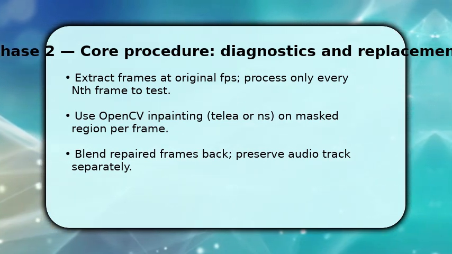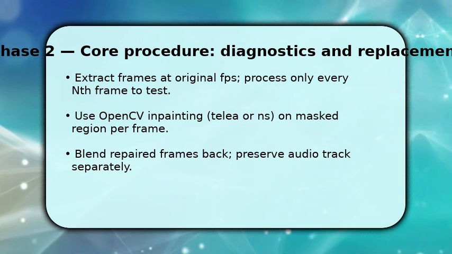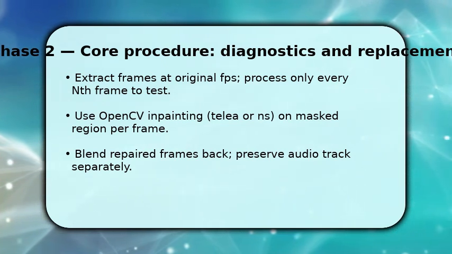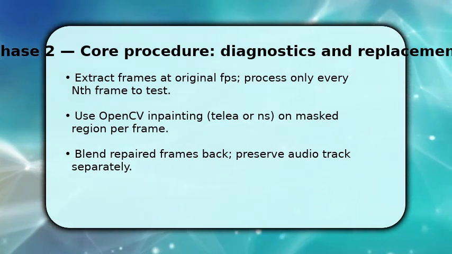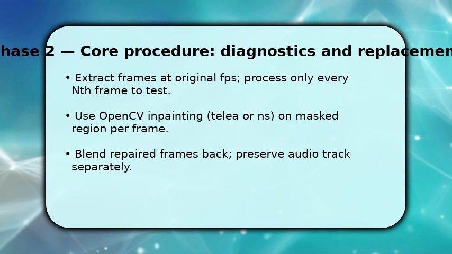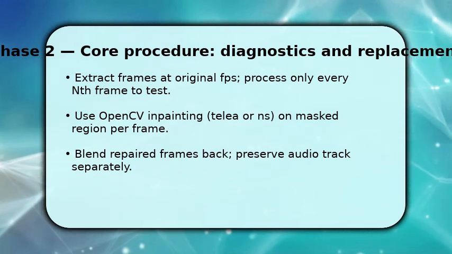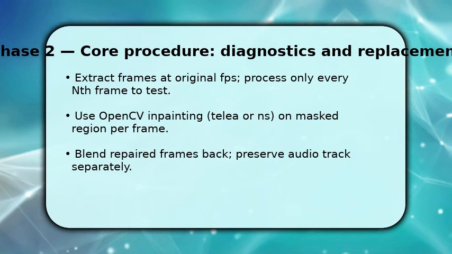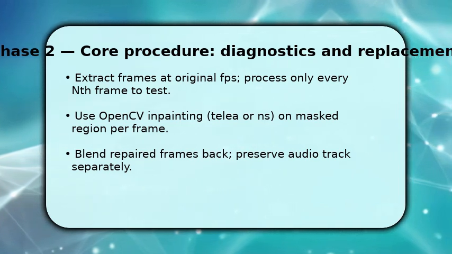For each target frame, apply the binary mask and run OpenCV inpaint using the Telea method. It reconstructs texture by sampling nearby pixels. Adjust radius until edges look natural. Once satisfied, replace the masked area only.